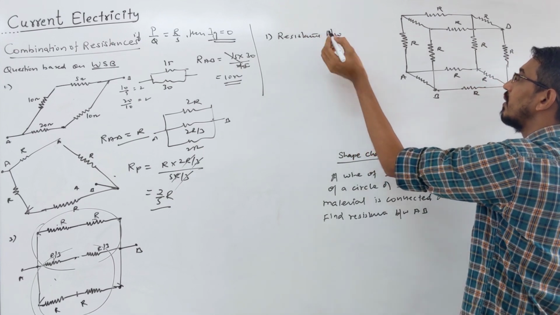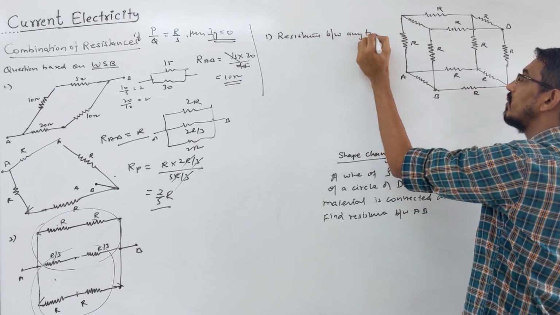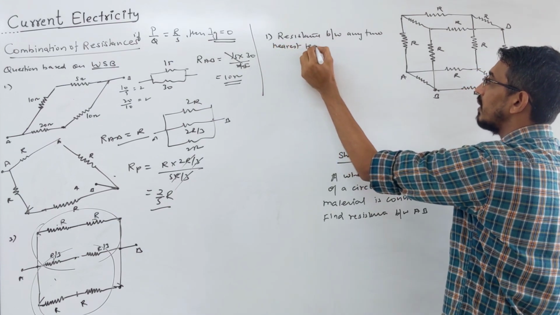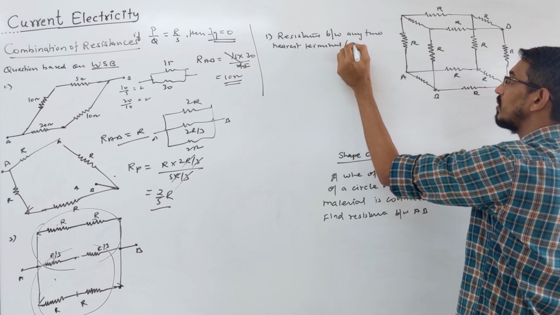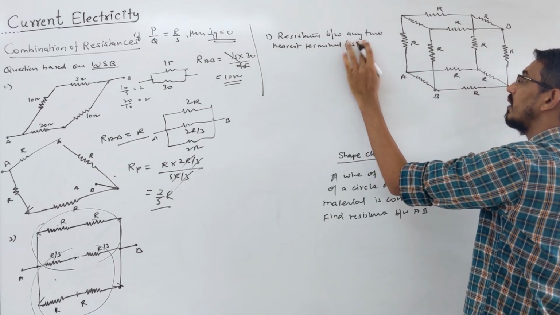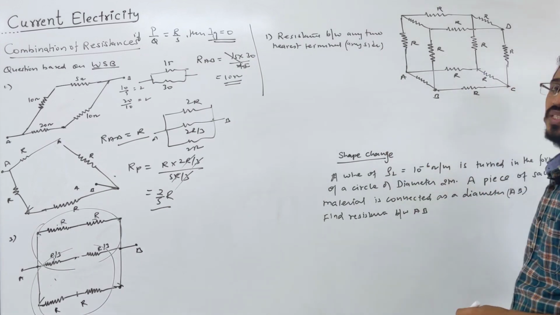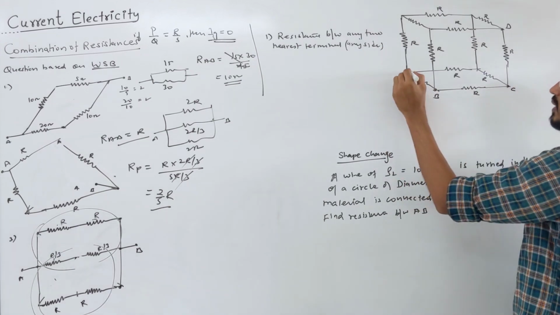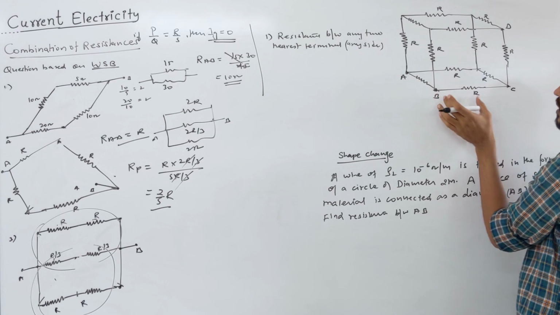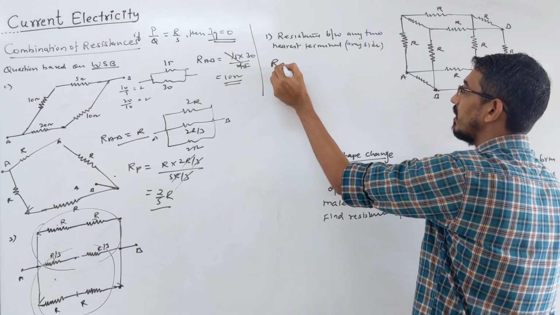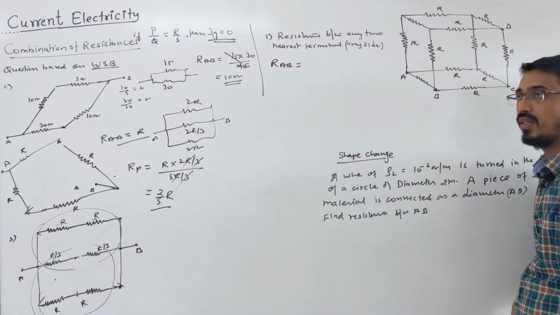between any two nearest terminals, or you can also call it a side, any side you can say, across any side. What is the resistance between any two nearest points, like A and B? This is one side, or you can call B and C, this is also a side. What is the resistance across, like, A and B?